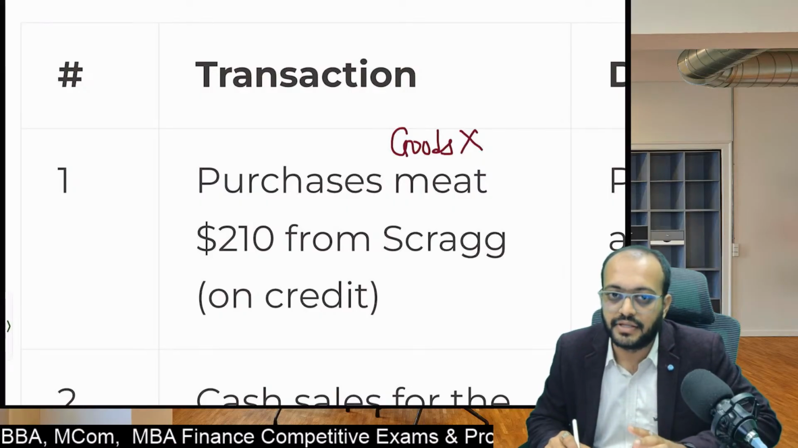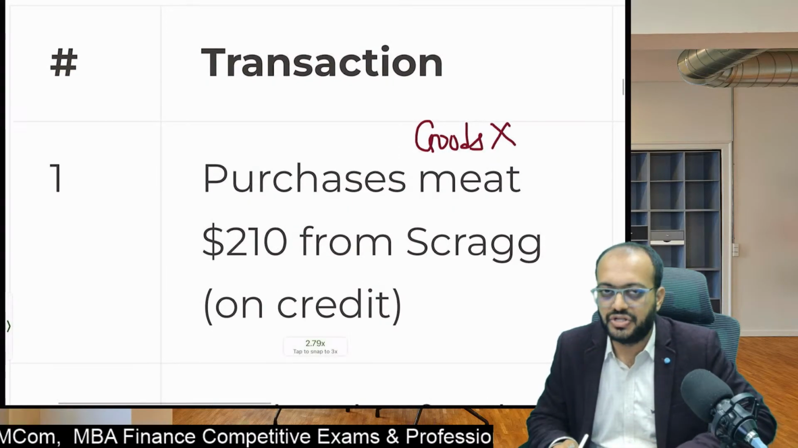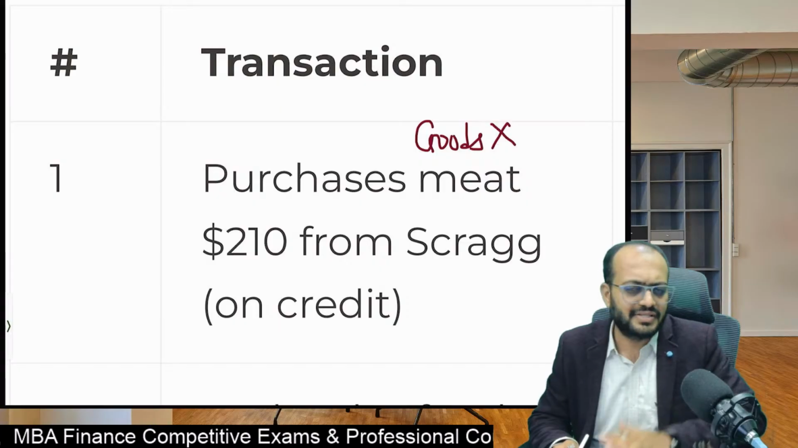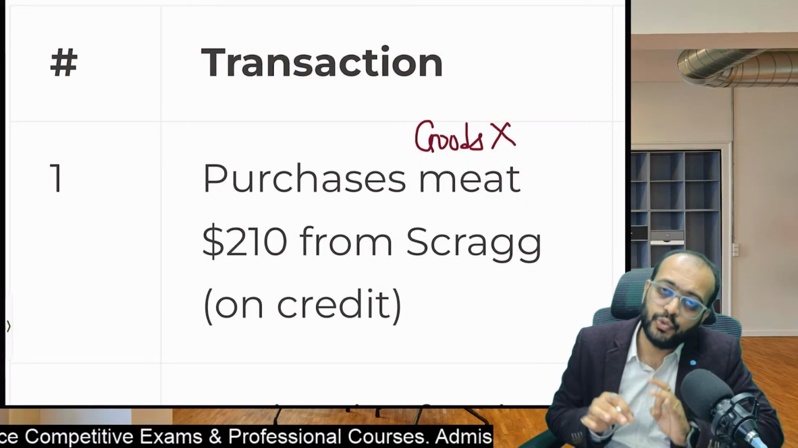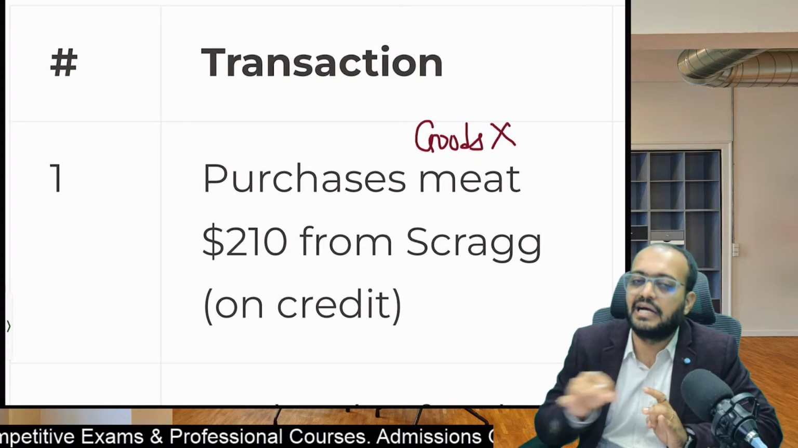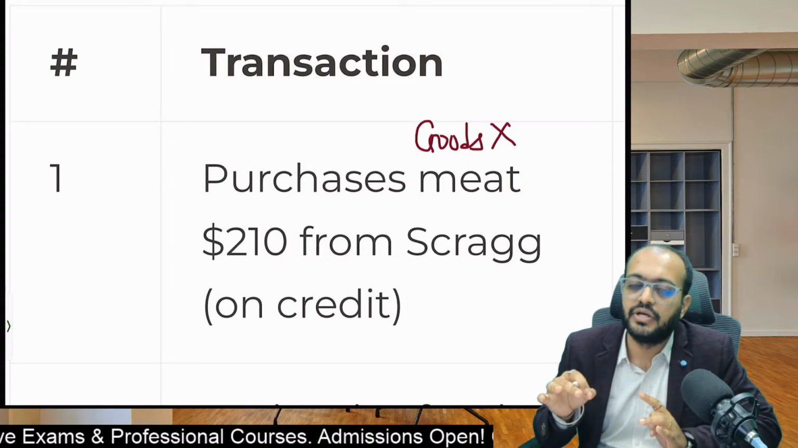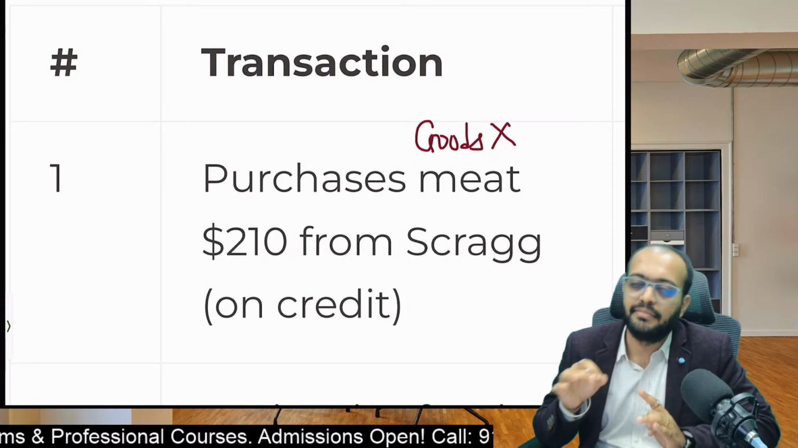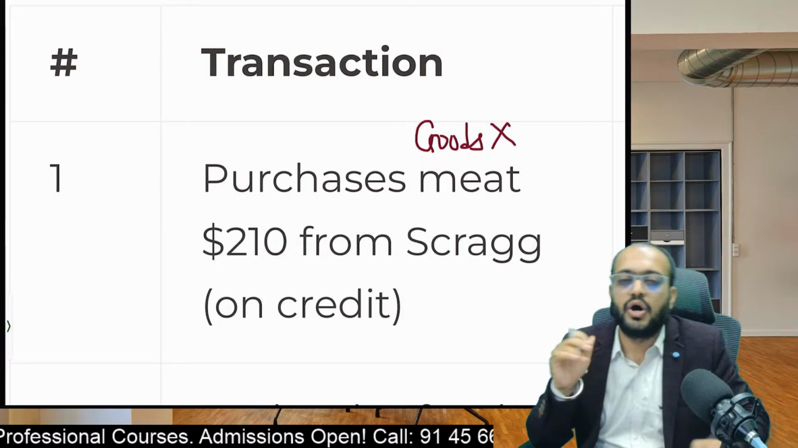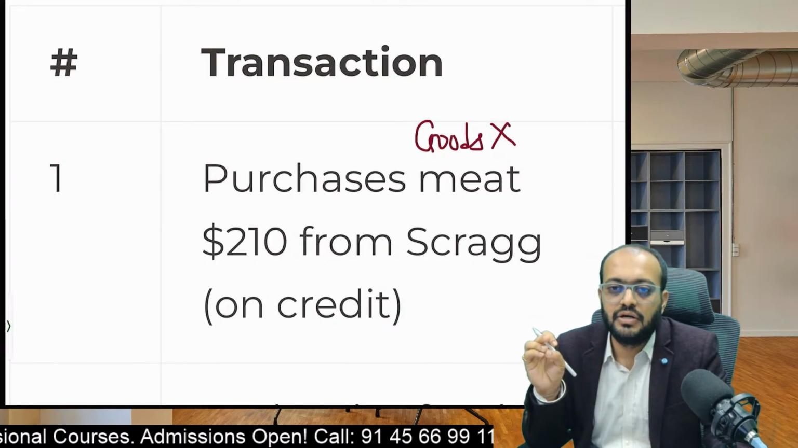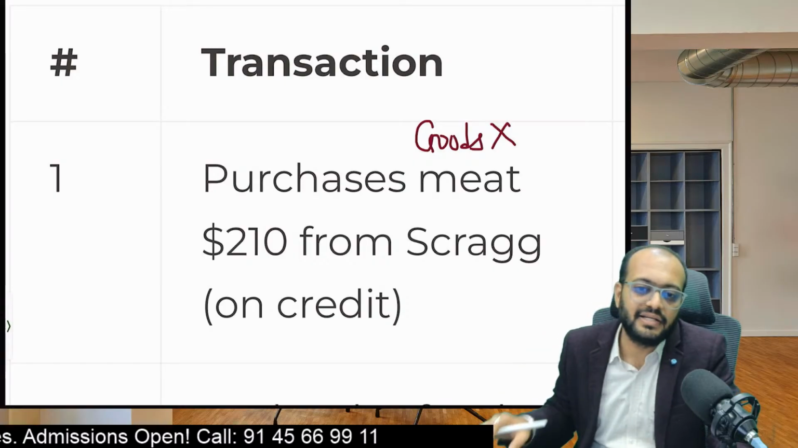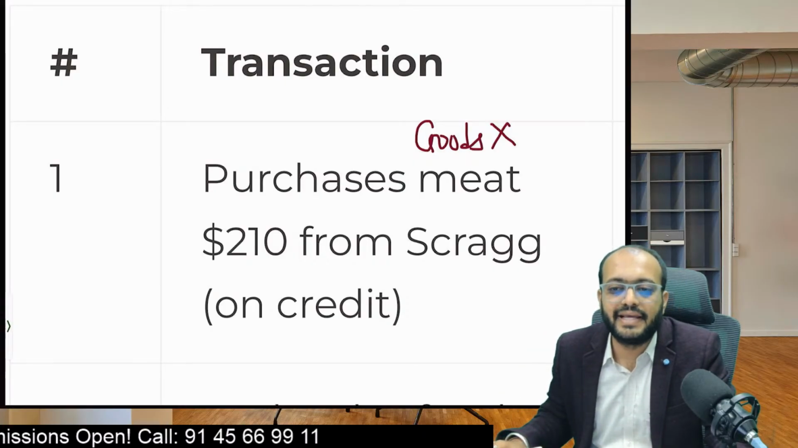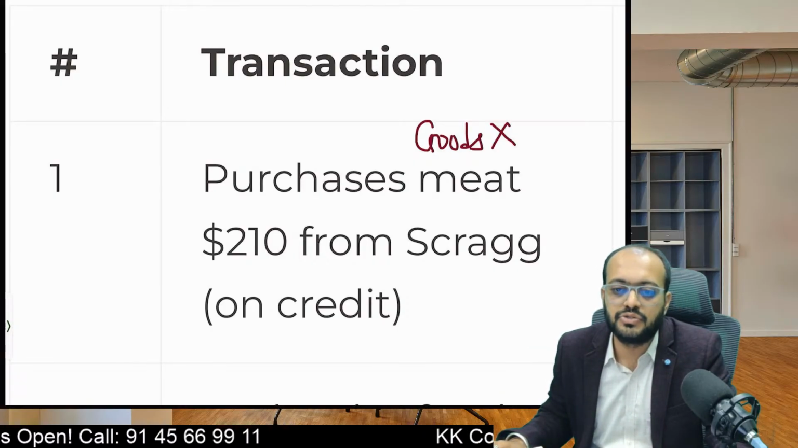Listen carefully to what I am saying. If the transaction is related to goods, whether it is purchase or sale, we are not expected to use the word goods in accounting while debiting or crediting an account. We have to use the name either purchase account, sales account, purchase return account, or sales return account, and it depends from case to case and situation to situation which account we should use.